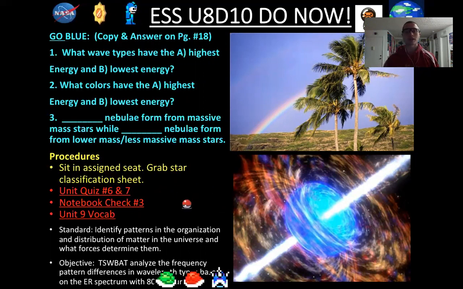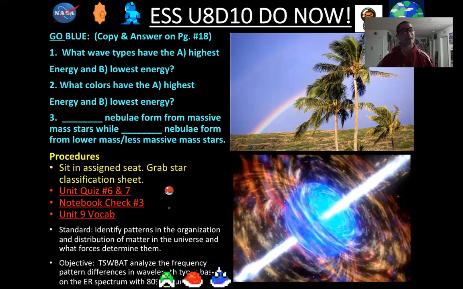Okay, look here, guys. Go blue. Number 1, what wave types have the A highest energy and B lowest energy? 2, what colors have the A highest energy and B lowest energy? And 3, blank nebulae form from massive stars, while blank nebulae form from lower mass, less massive stars. What are going to be the best answers? Take a moment to think about it.